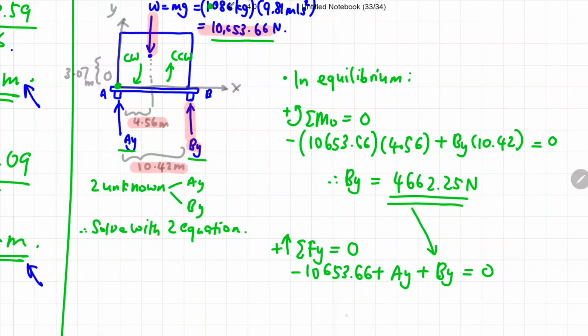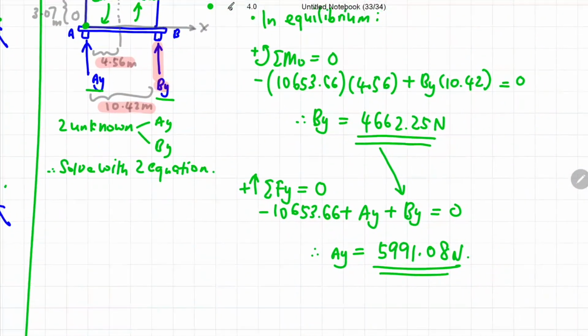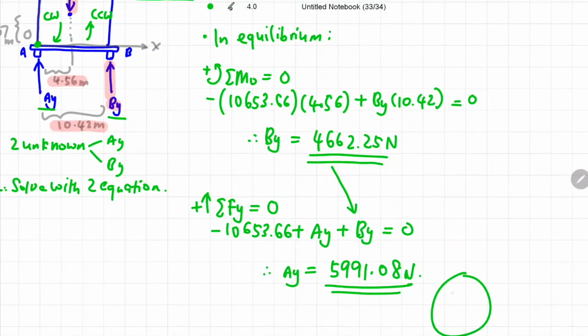And finally there will only be one unknown, which is the AY. So conveniently you can solve for the AY force to be 5991.08 Newton. Cool. So that is the vertical force at point A. So you're done. Dah siap.